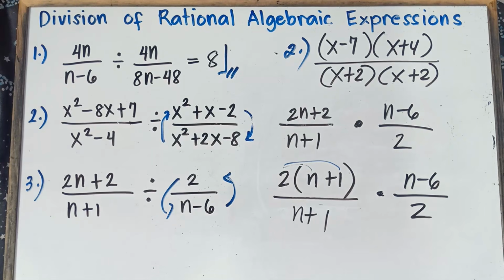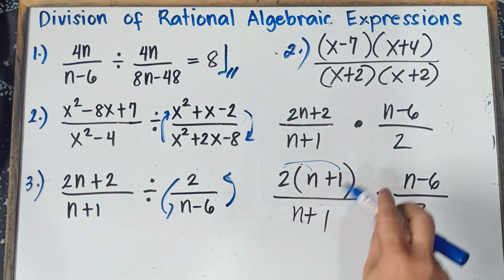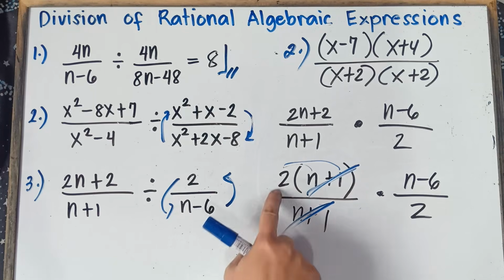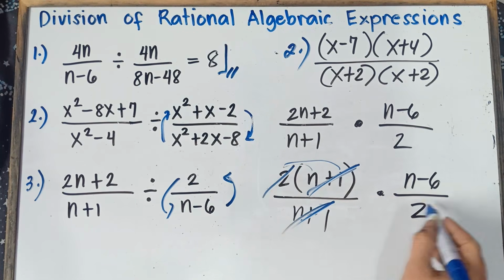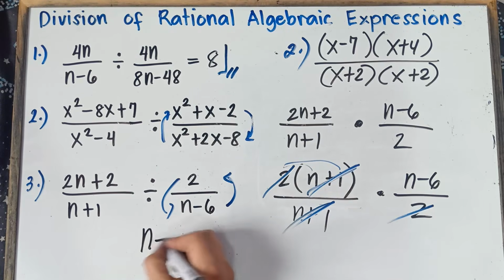So do we have the same numerator and then denominator? Yup, we have the same numerator and then denominator. N plus 1, cancel this out. Once again, class, it must be numerator and then denominator. Cancel this out. Alright, yep, we have the same too. Numerator and then denominator. Cancel this out. And the remaining, that would be n minus 6. So therefore, class, the final answer with regards to example number 3, that would be n minus 6.